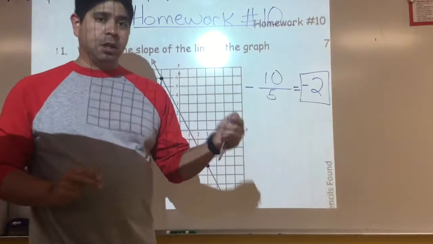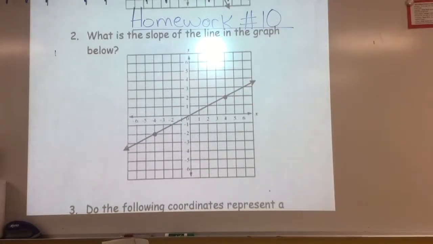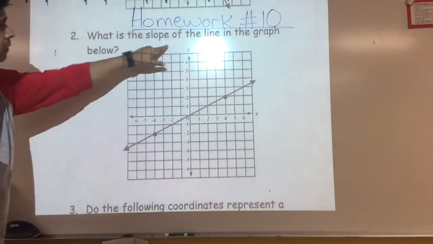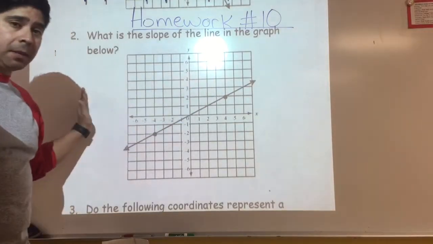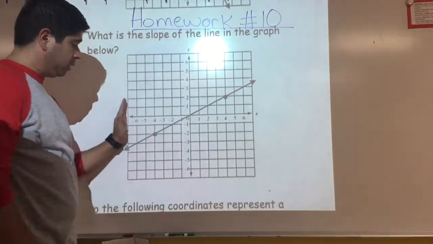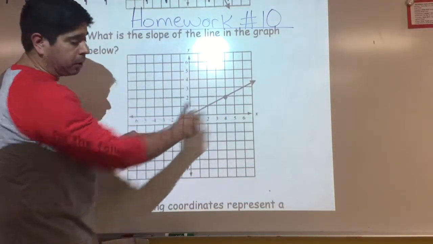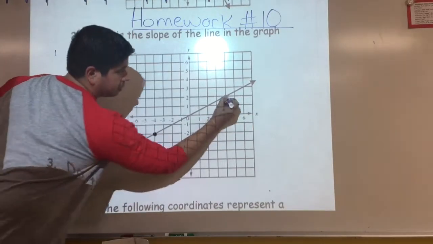Let's go ahead and look at number 2. Okay, number 2 is the same thing as number 1. What is the slope of the line in the graph below? So here's my graph, same thing. I'm scanning from left to right. So I come to here, from left going to right. This is the first point I would get to before I get to this point. So I'm gonna go from here to there.